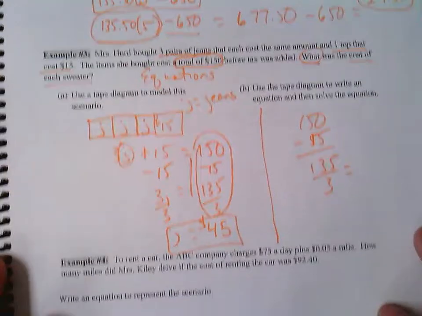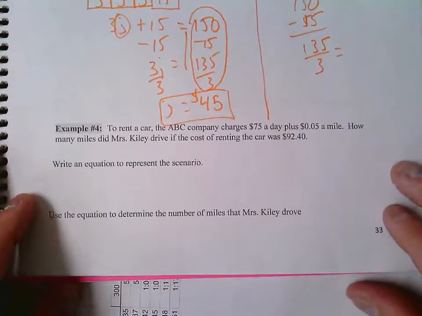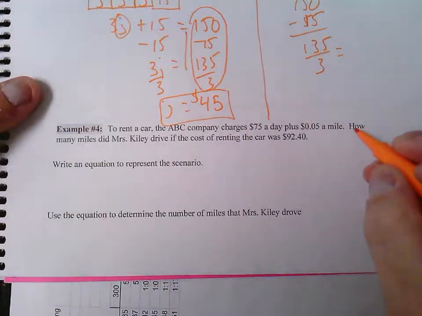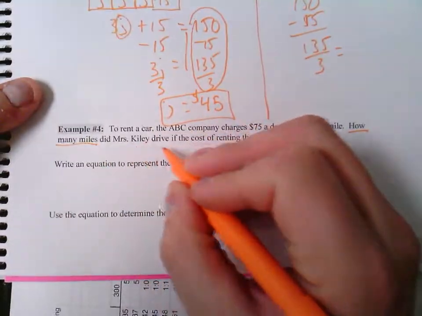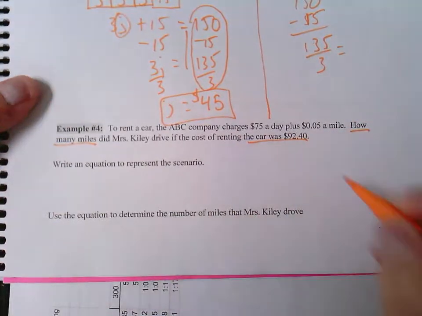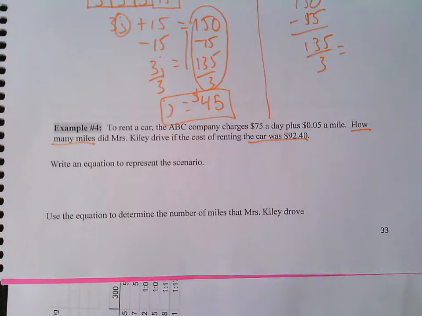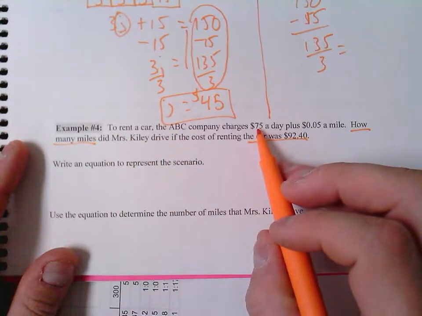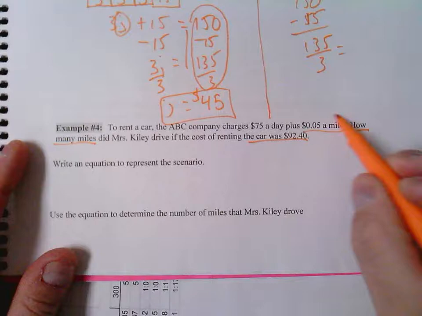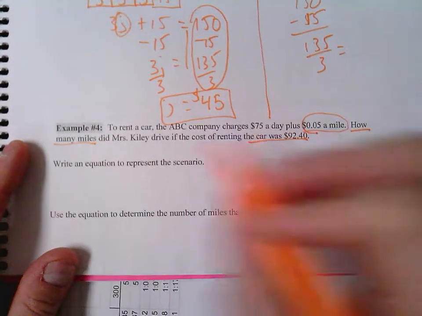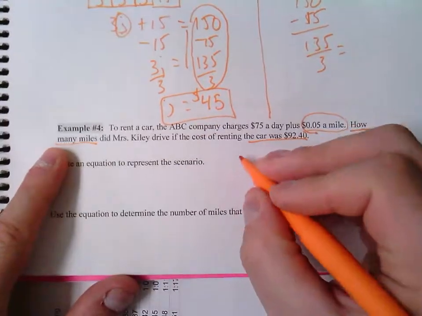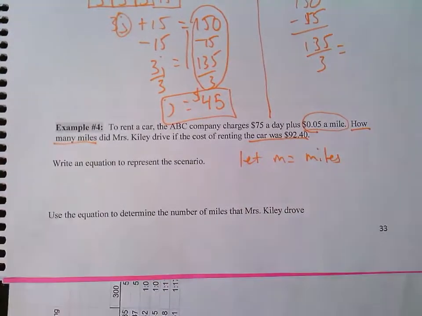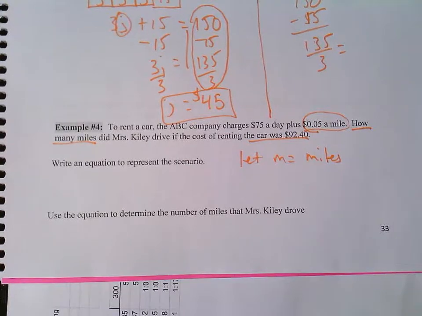All right, and one more. Example number 4. Okay. Read for the gist. How many miles did Mrs. Kylie drive if the cost of renting a car was $92.40? To rent a car, ABC Company charges $75 a day plus 5 cents a mile. We want to find out how many miles, so we're going to let M equal the number of miles. And I do tend to like to use letters that represent the problem.